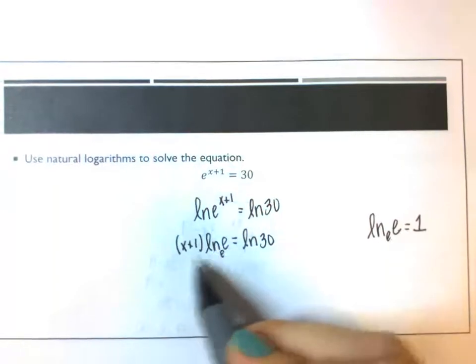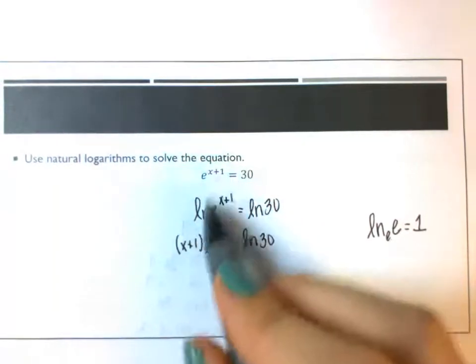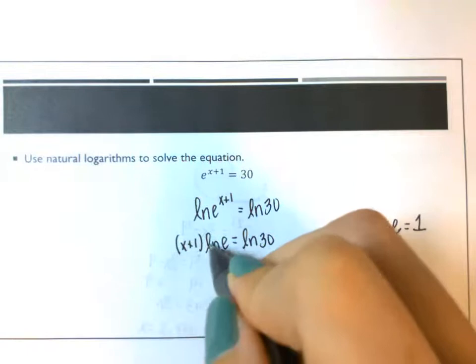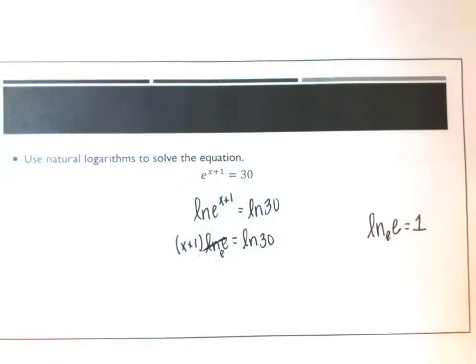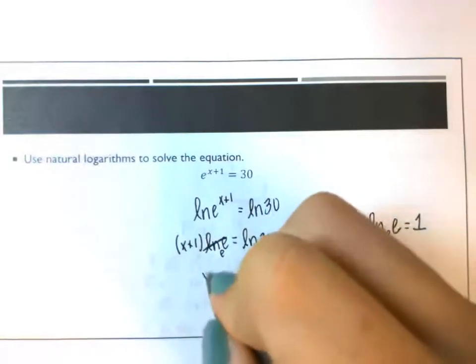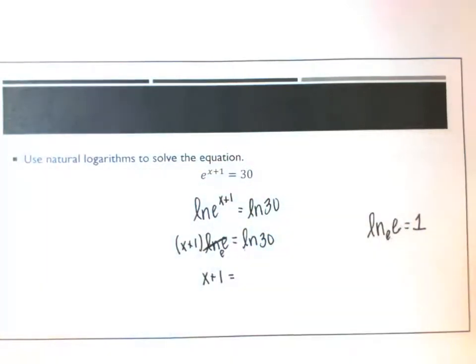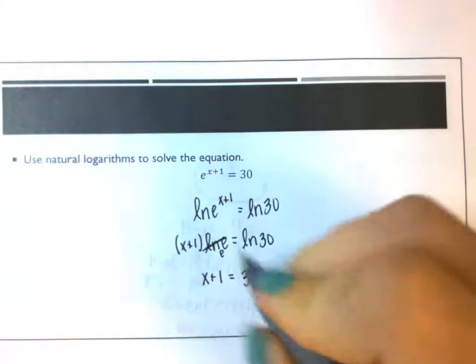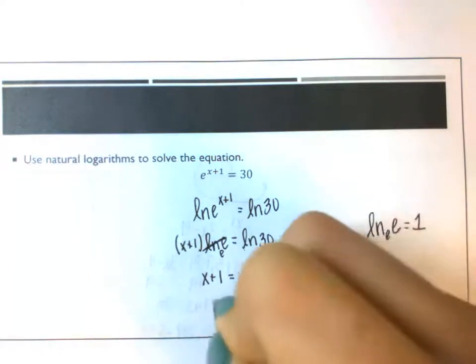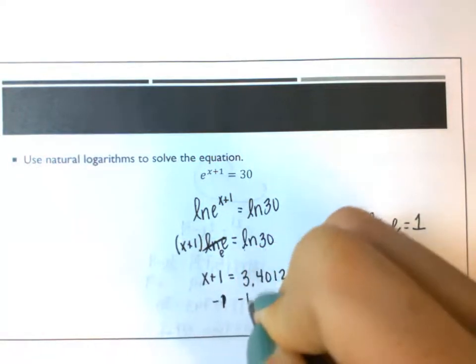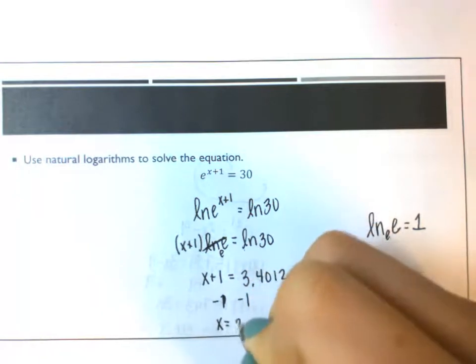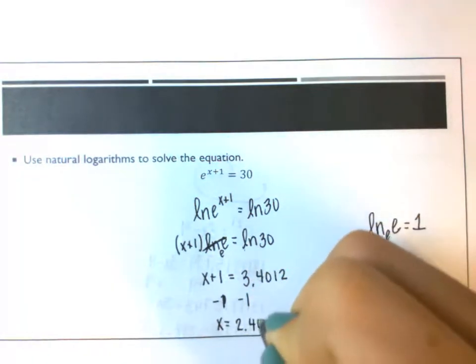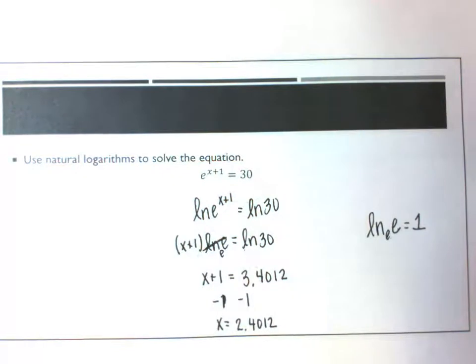So when you are solving something that has e to the whatever, you should be excited because that's one less thing you have to do. You can just say that's equal to 1. I don't need to divide both sides by 1. So we get x plus 1 equals ln of 30. I'm doing that in my calculator off to the side. I get 3.4012. And then I can subtract 1. And that's what I get for x.